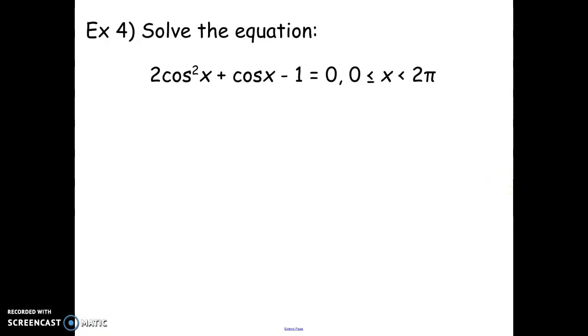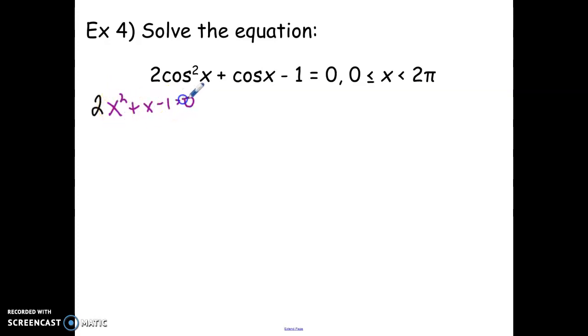Okay, we're gonna go ahead and continue solving trig equations, and notice this one looks a little different because it has a cosine squared there. When we do this one, we're gonna treat it as if it were a typical quadratic. Oh, I almost wrote cosine. Fix that. 2x squared plus x minus 1.